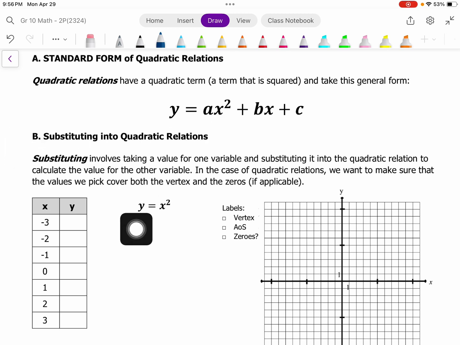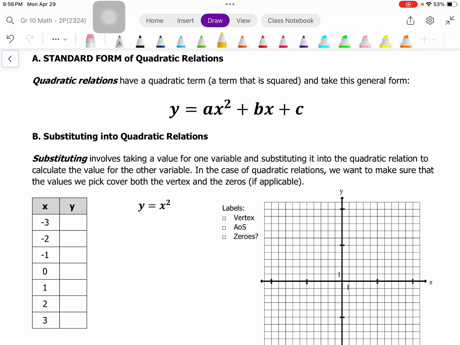So we're going to take a look at some different examples. Here we have y equals x squared. So we have a 1x squared, our a is 1, and we have a 0 for our bx and a 0 for our c. So we don't have anything else here, just y is equal to whatever x is squared. I'm going to solve for my y values in here. I have x values here from -3 to +3. To solve for y, I'm simply going to substitute in my value of x.